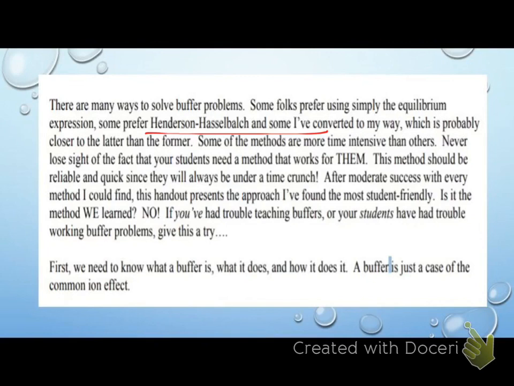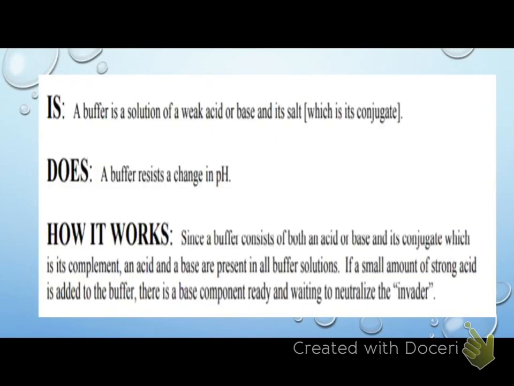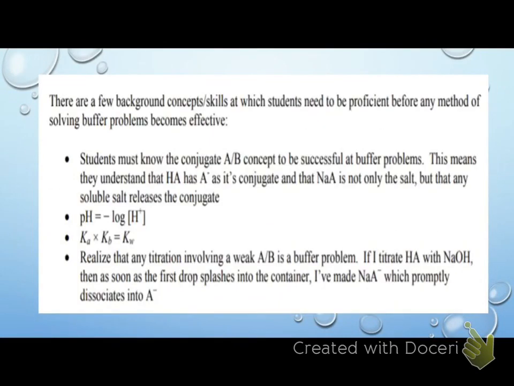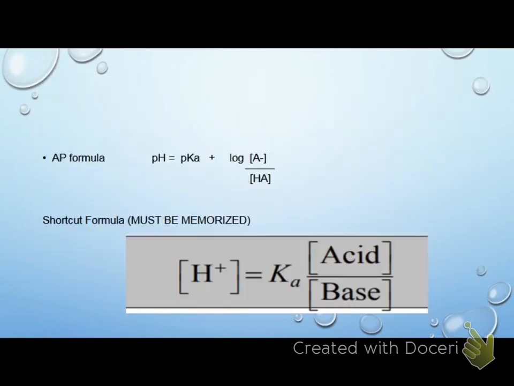Now, here's the kicker. This is all in your notes. Read through it. We know how to do pH. We know that Ka times Kb is equal to Kw, and that's going to help us. But this right here is the formula that they will give you on the AP exam, on the yellow sheet. It's called the Henderson-Hasselbalch equation. You don't have to memorize that.